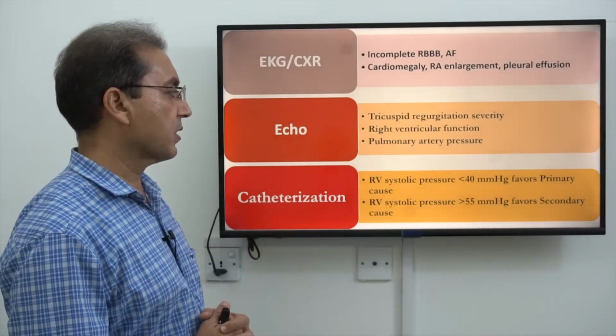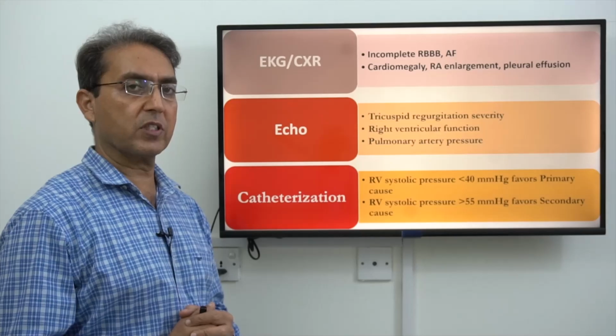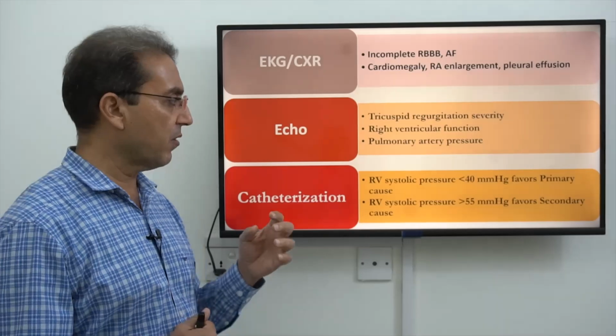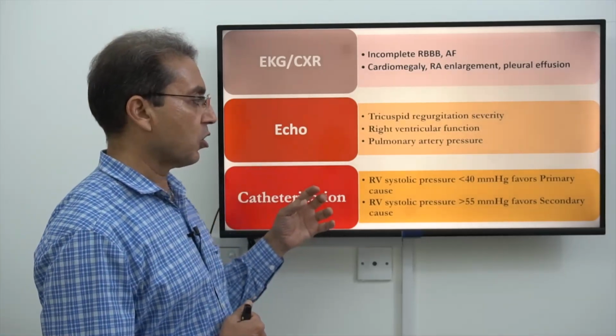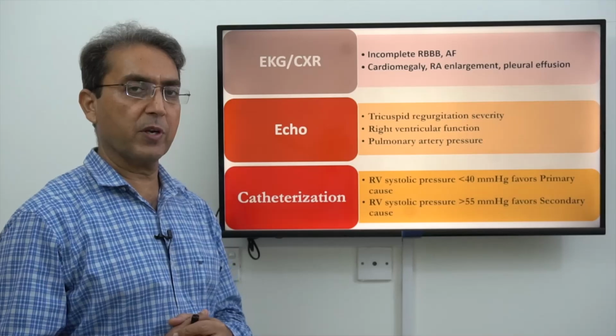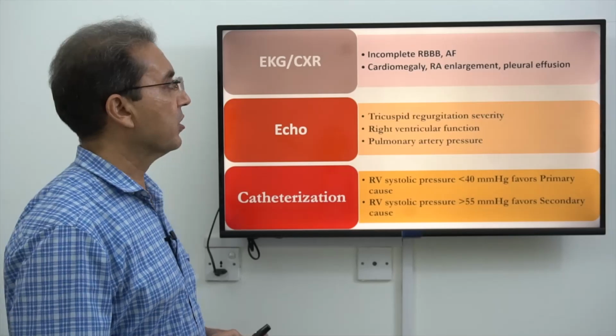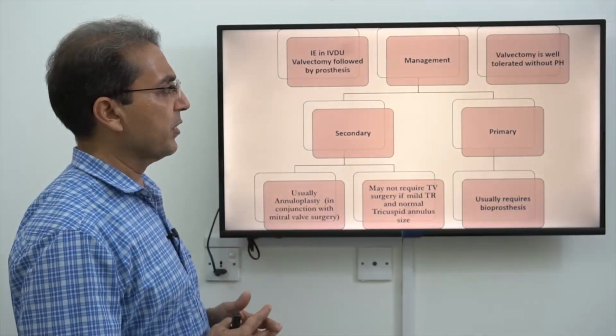So if there is a systolic pressure of less than 40 millimeters in the right ventricle, that favors that this may be a primary tricuspid regurgitation. But if the right ventricular systolic pressure is more than 55 millimeters, this is most likely a secondary type of tricuspid regurgitation. Now the management.